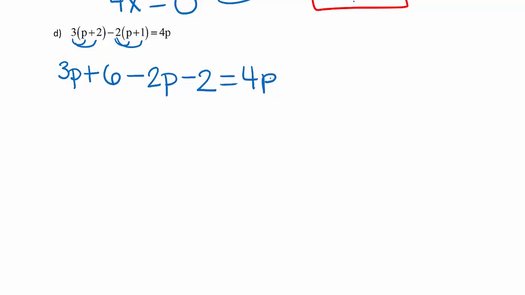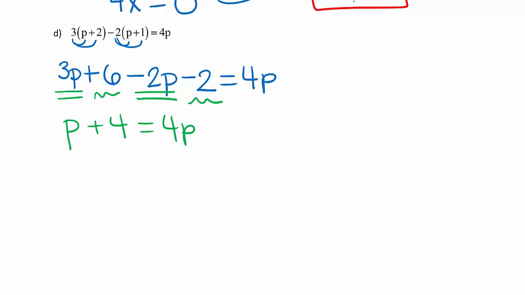Now that I have a lot of terms on the left-hand side, I'm going to take the time to combine like terms or simplify. So 3p minus 2p would be 1p. And then the plus 6 and the minus 2 is a plus 4. And that equals 4p. To finish, I want all the p's on one side.